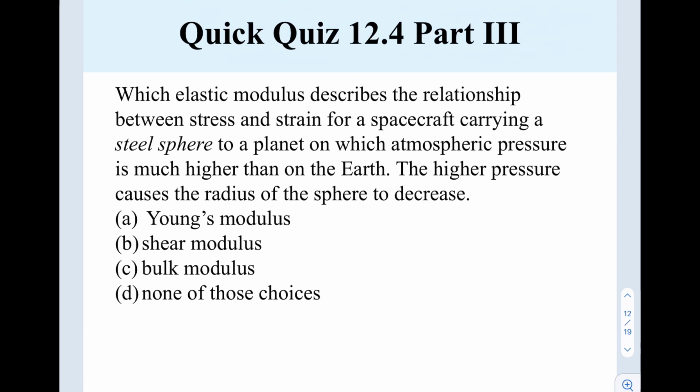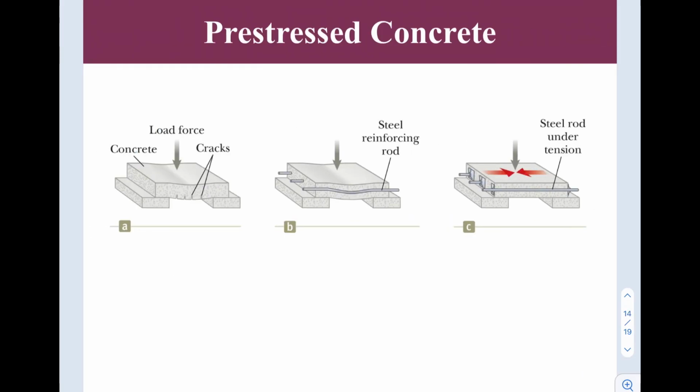Which elastic modulus describes the relationship between stress and strain for a spacecraft carrying a steel sphere to a planet on which atmospheric pressure is much higher than on the Earth? The higher pressure causes the radius of the sphere to decrease. So this is about bulk modulus because it's the change in volume due to the change in pressure.